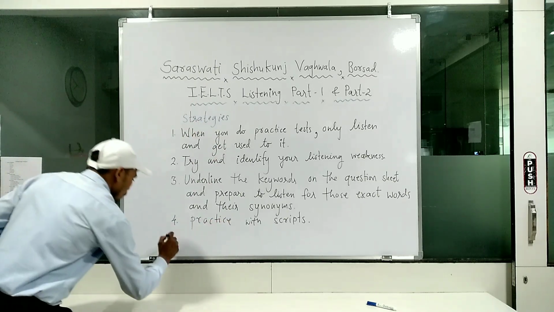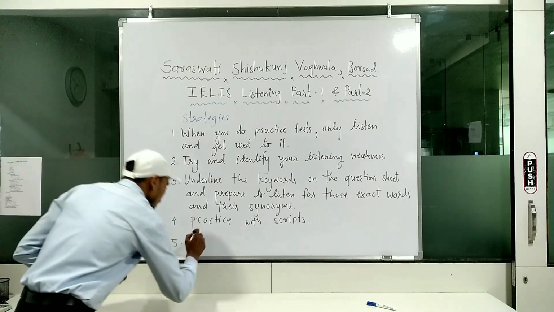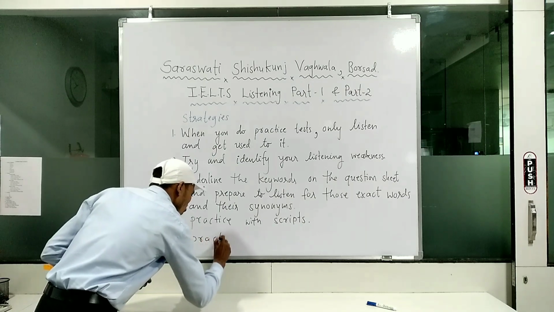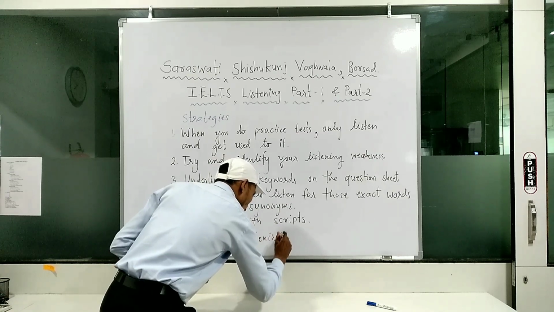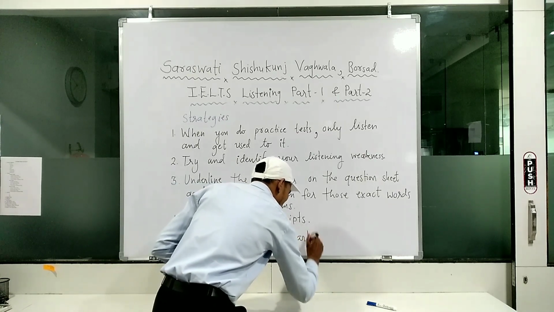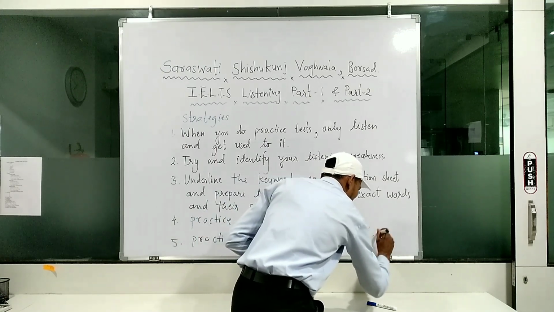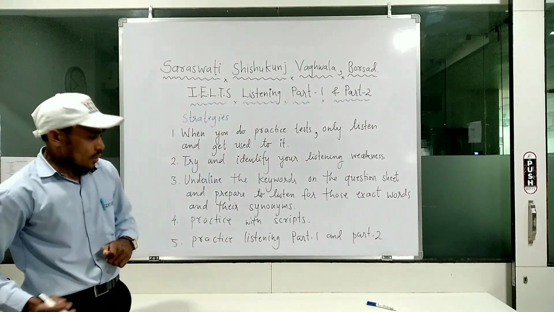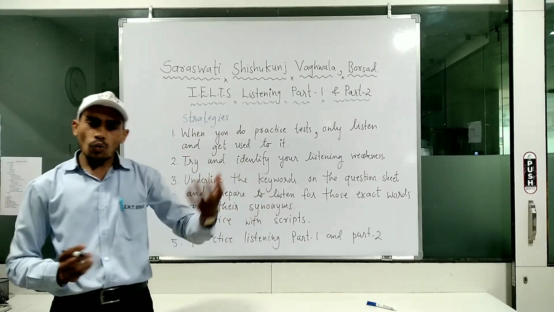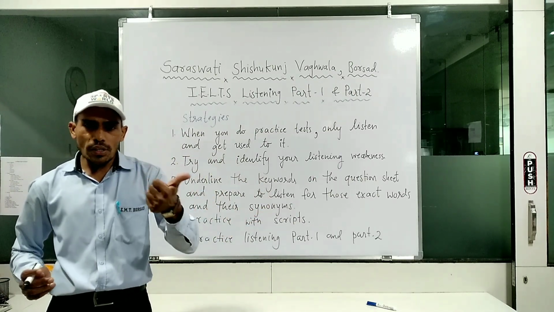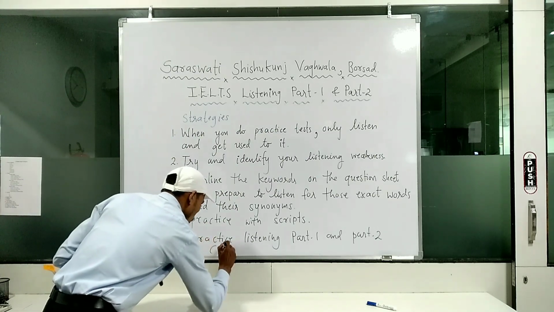The 5th one of IELTS listening, that is practice listening part 1 and part 2. Now students, practice listening part 1 and part 2. In part 1 and part 2, what are the questions that you have? One is conversation and the second one you have monologue. Okay, so I write conversation.